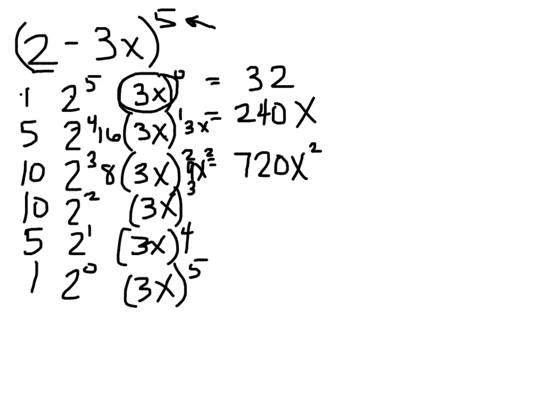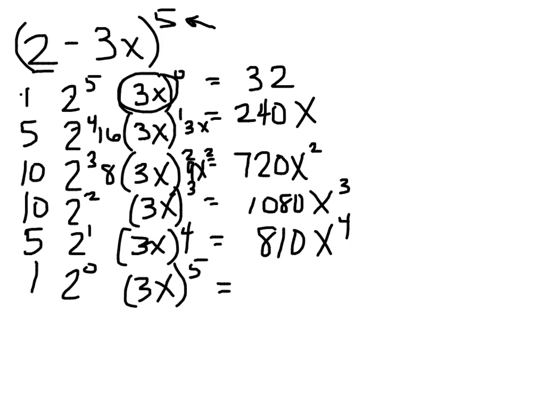3 to the 3rd is 27. 2 squared is 4. Times 10 is 1080x to the 3rd. 3 to the 4th is 81. Times 2 to the 1st is 2. Times 5 is 810x to the 4th. And then 3 to the 5th is 243. 2 to the 0 is 1, times 1 would be 243x to the 5th. So now those are all my terms.